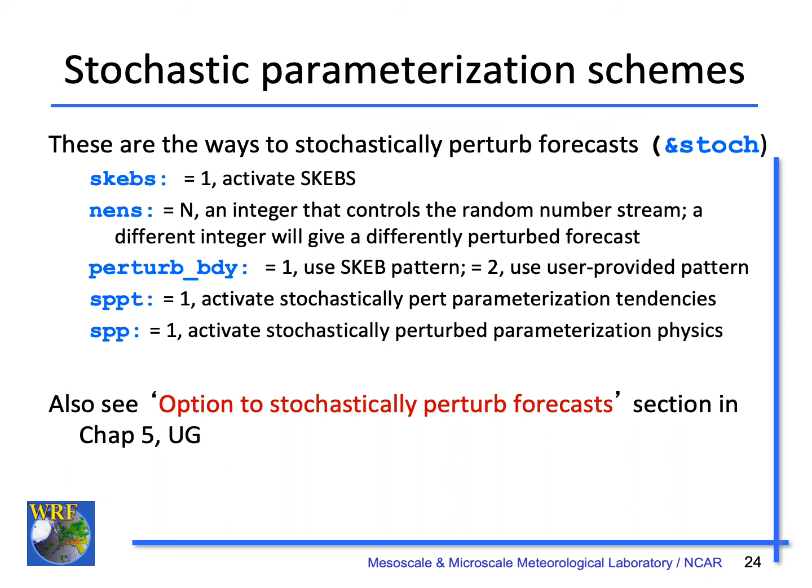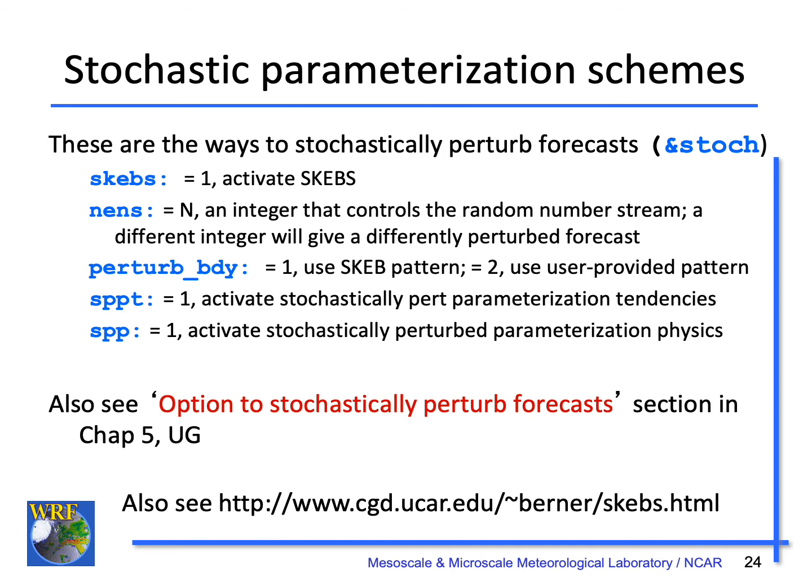The method includes SKEBS, the stochastic kinetic energy backscatter scheme for rotational winds and temperature, the dynamic part of the model; SPPT, stochastically perturbed parameterization tendencies for some physics schemes; and SPP, stochastically perturbed parameters. The last one adds perturbation to parameters inside a physics scheme. Only a group of selected physics has this option, but the framework is there to be employed by other physics options. In addition, perturbation can be added to the boundary data. More information can be found on the listed website.